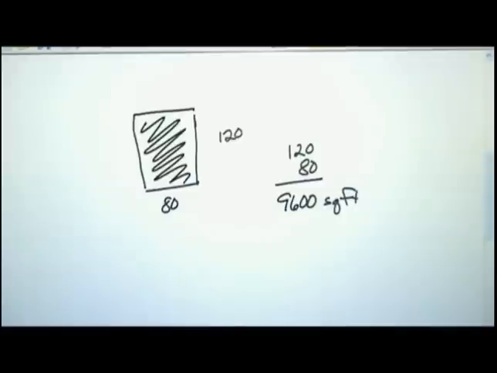Now each one of those square feet sold for $5. So if I multiply that times $5 per square foot, I come up with $48,000.